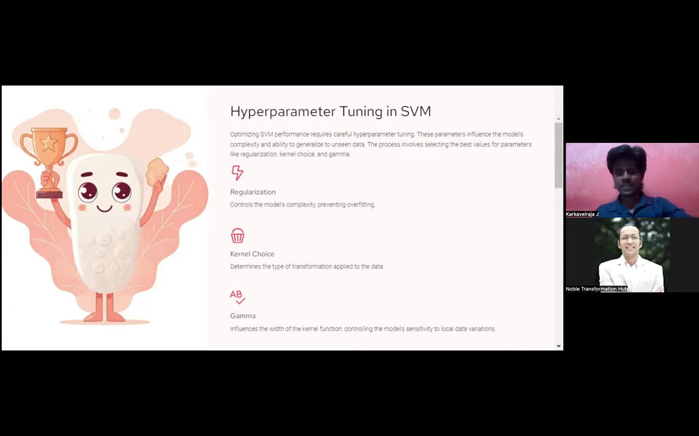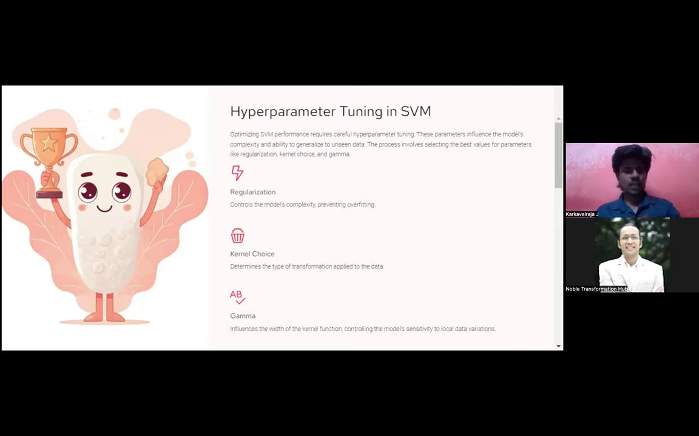Okay, let's see what hyperparameters we have. First is regularization, which controls the model's complexity, preventing overfitting. I will say regularization is like a penalty term. If you have watched our introductory section, we teach regularization techniques like L1, L2. It is like a penalty. Whenever you are training your model, you add some more penalty to it, so the model will learn further. Rather than using the normal model, you add one more penalty term, so the model learns more, and it starts to generalize rather than memorizing or overfitting.